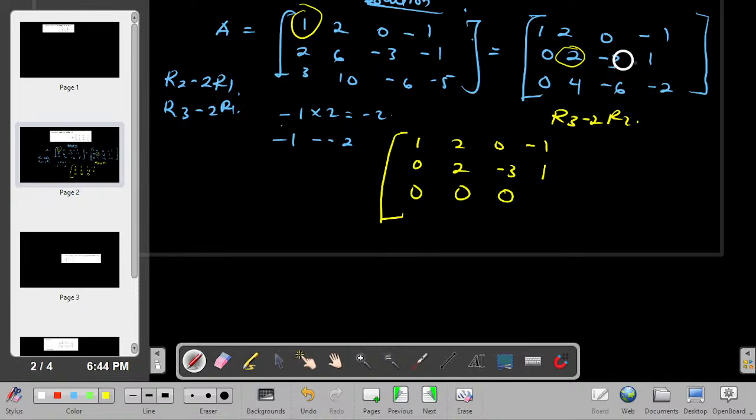Then finally, 2 times 1 is 2, right? When I subtract, I'm going to get negative 2 plus 2, and I have 0. Therefore, this is where I've reached. At this point, there is nothing I can do again. So I can clearly deduce my rank.